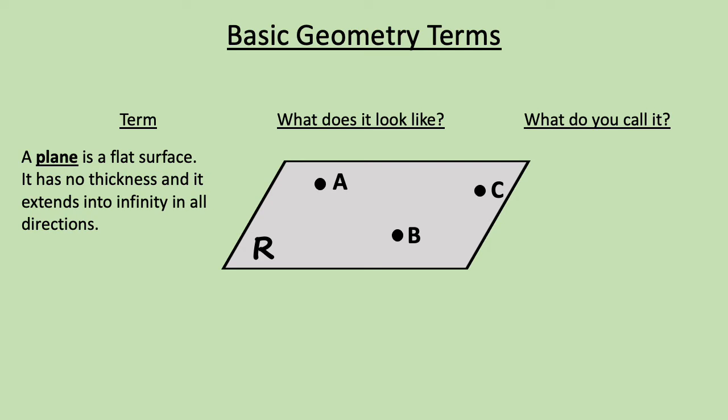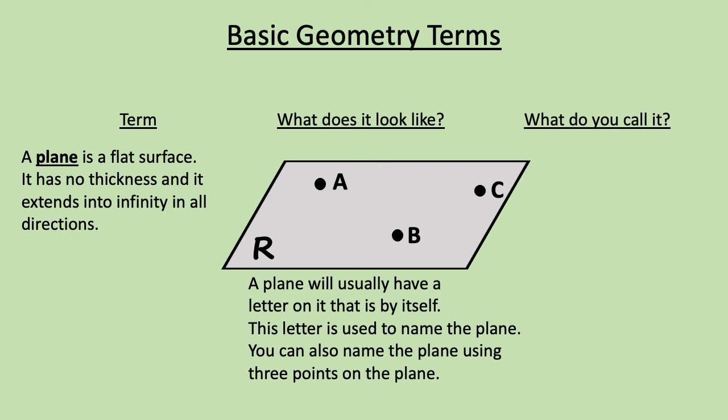A plane is a flat surface. It has no thickness and it extends into infinity in all directions. A plane will usually have a letter on it that is by itself. This letter is used to name the plane. You can also name the plane using 3 points on the plane. For the figure shown, we can name it plane R or plane ABC.